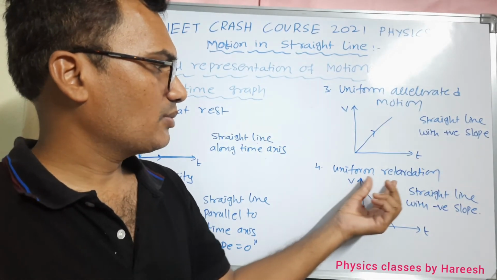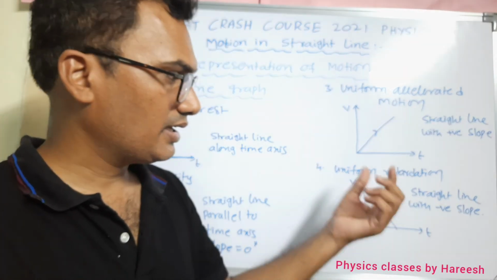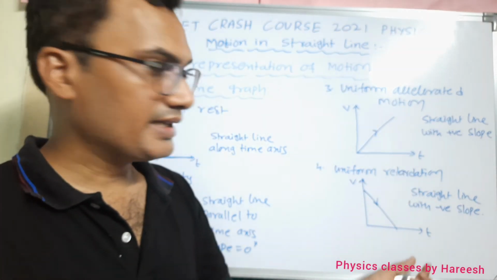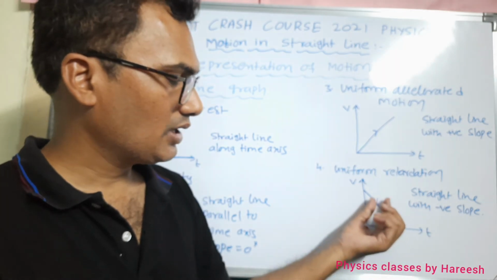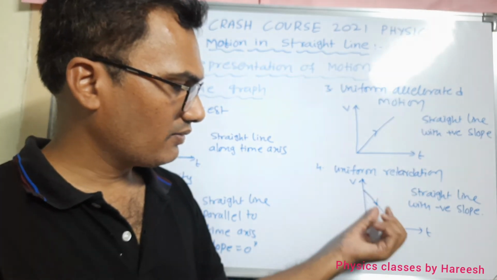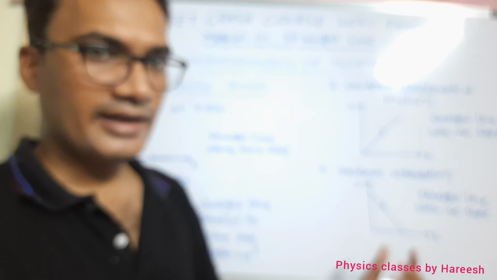And the fourth one is uniform retardation. Uniform retardation means the slope will decrease. It is a straight line with negative slope. If you find the slope, it goes on decreasing. Finally it comes to rest.